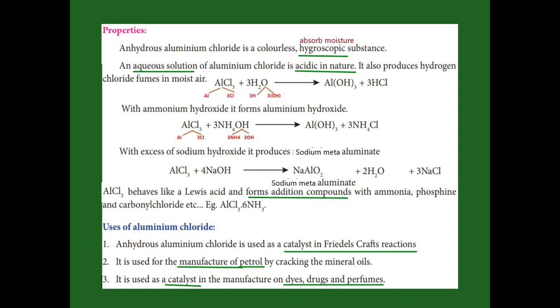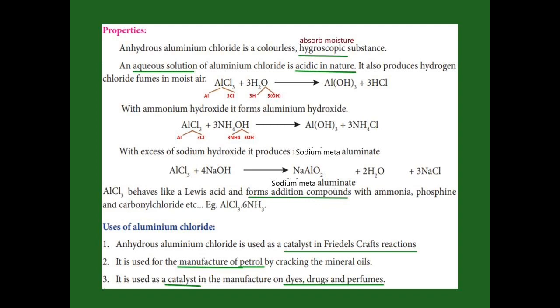The next reaction: aluminum chloride reacts with sodium hydroxide. It is not like the ammonium hydroxide reaction. It is a different reaction. Ammonium hydroxide is a base, and sodium hydroxide is also a base, but they never give the same reaction. Sodium hydroxide reacts with aluminum chloride to give sodium meta-aluminate, formula NaAlO2, along with 2 moles of water and sodium chloride.